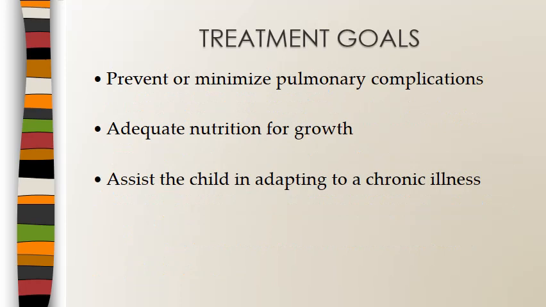The treatment goals for children with cystic fibrosis are to prevent or minimize pulmonary complications and to give adequate nutrition for growth. These children need really high calories, and they also need a lot of sodium intake because they're sodium wasters. They get rid of a lot of sodium, so these are the kids that you allow to use as much salt out of the shaker as they want. We also have to help our children adapt to having a chronic illness and have the best quality of life that they can.